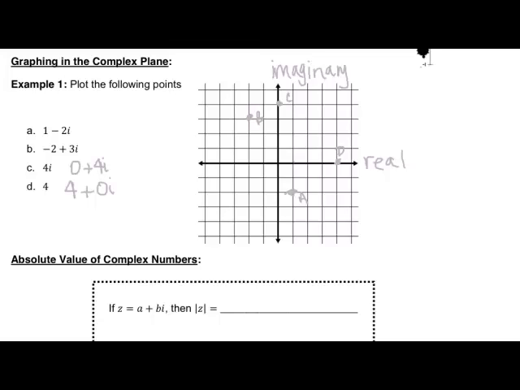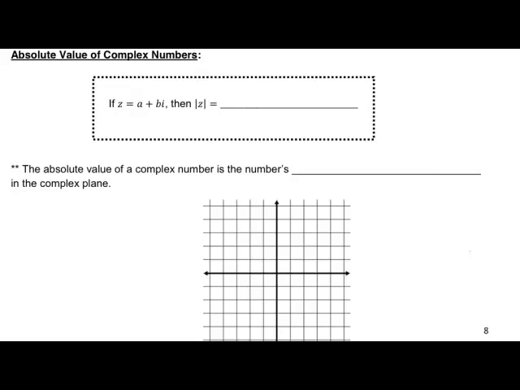So again, the only difference is that our x-axis is our real numbers, our y-axis is our imaginary numbers. Another application of complex numbers is looking at the absolute value. So if z equals a plus bi, so again that's an imaginary number in standard form, then the absolute value of z equals the square root of a squared plus b squared. And we're going to talk about what this means and what it looks like.